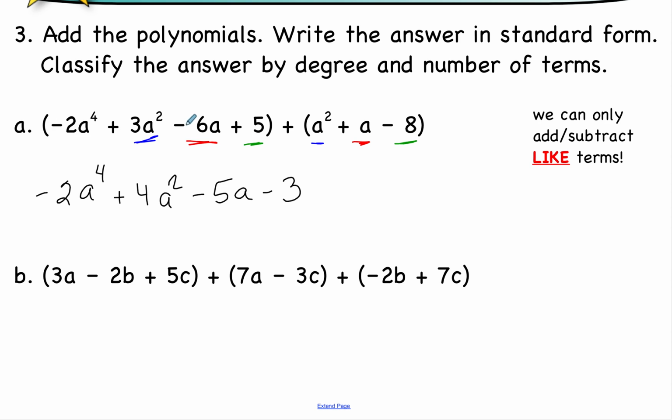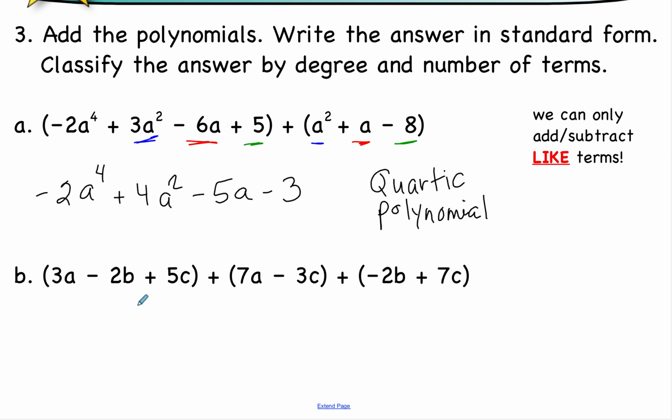So we would classify this by degree and number of terms. So this would be a 4th degree or a quartic polynomial, right? And how many terms does it have? It has 4 terms. So if it has 4 terms, we would just call it a polynomial. So it's a quartic polynomial.